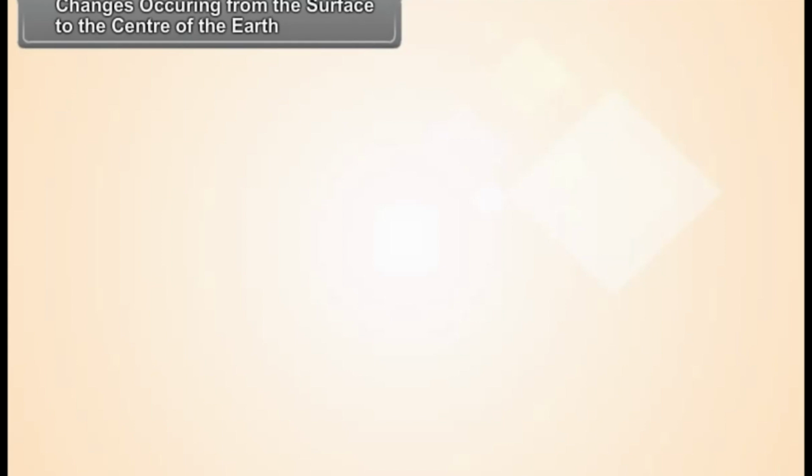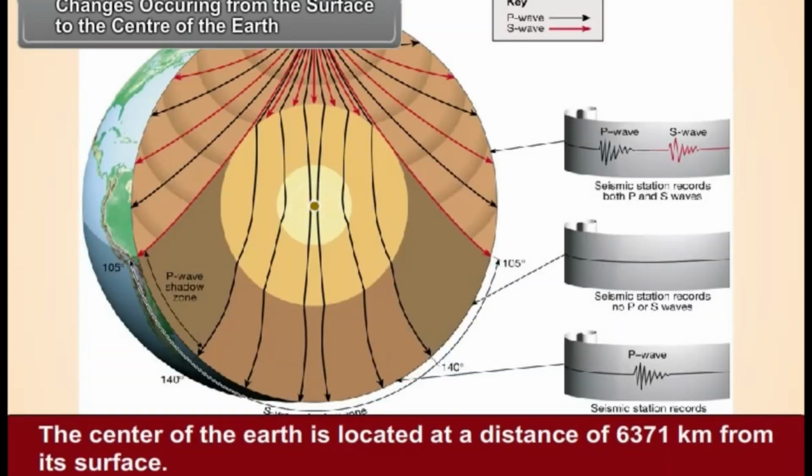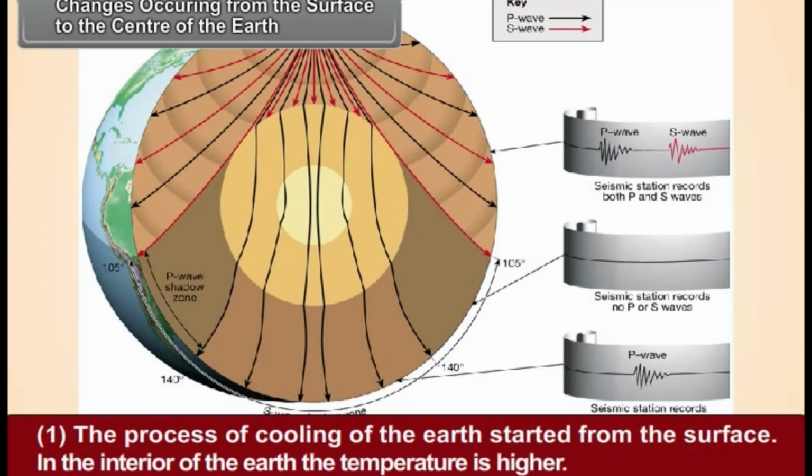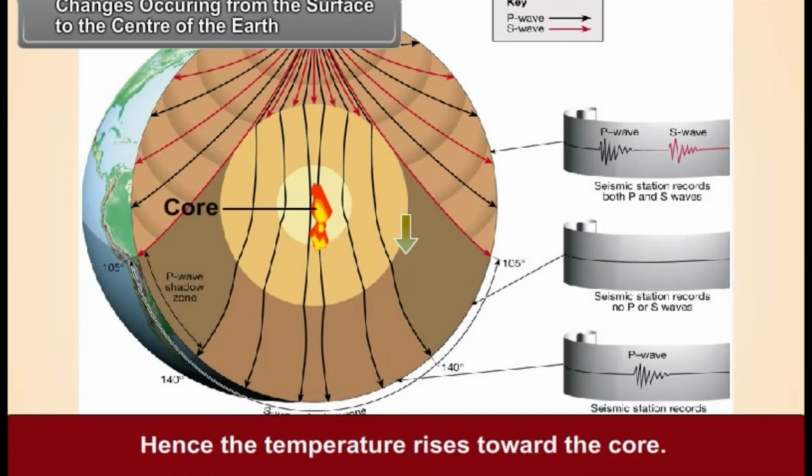Changes occurring from the surface to the center of the Earth. The center of the Earth is located at a distance of 6,371 kilometers from its surface. From the surface to the center, certain changes occur in the interior of the Earth. They are as follows. Number 1. The process of cooling of the Earth started from the surface. In the interior of the Earth, the temperature is higher. Hence the temperature rises towards the core.